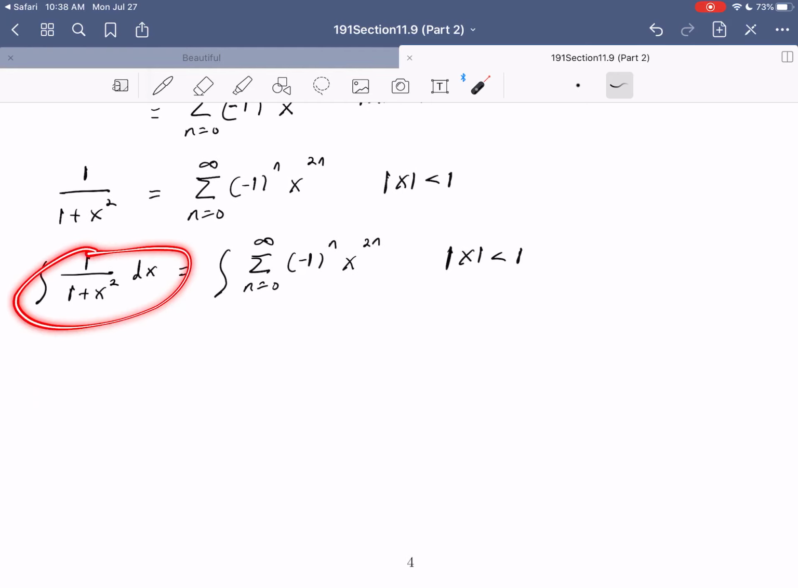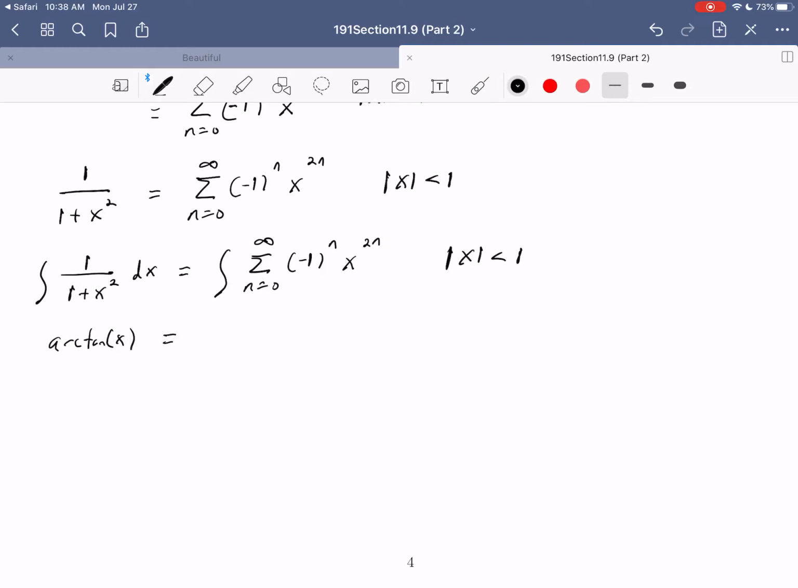On the left-hand side here, we know that that is arctan. So we get arctan x equals. Here, we know that this integral distributes over the infinite sum. So it's going to apply to this: add 1 to that exponent, 2n plus 1, and divide by that. So we get the sum from n equals 0 to infinity of (-1)^n x^(2n+1) over 2n plus 1. And again, that holds as long as the absolute value of x is less than 1.